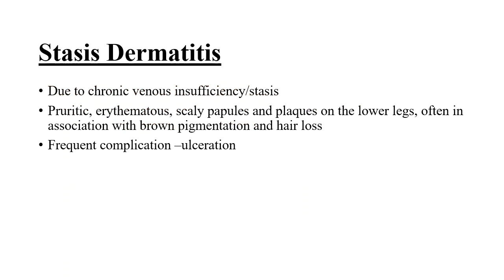Next type is stasis dermatitis. It occurs due to chronic venous insufficiency or stasis. In this we see pruritic, erythematous, scaly papules and plaques on the lower legs, often in association with brown pigmentation and hair loss. Its frequent complication is ulceration.